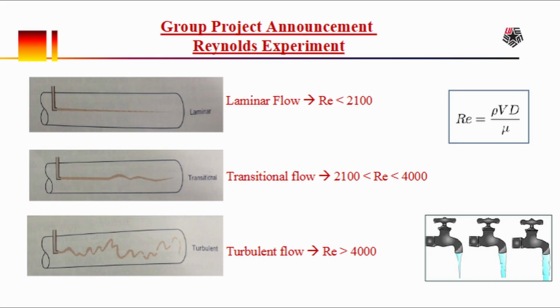Reynolds number is a dimensionless value that is used to represent the motion of fluid flow. Whenever Reynolds number is below 2100, this represents laminar flow. Whenever it is over 2100 and under 4000, this represents transitional flow. And anything past 4000 would be turbulent flow.